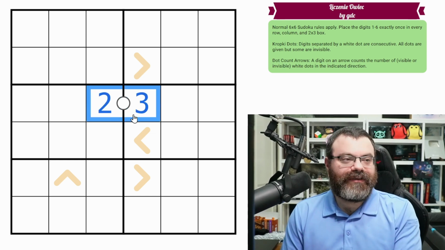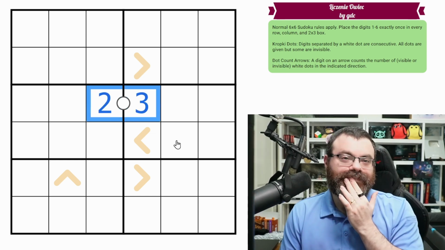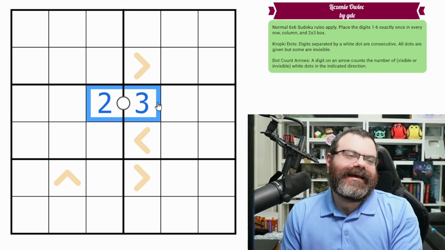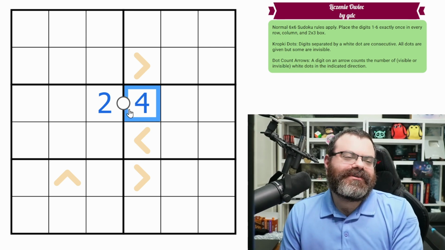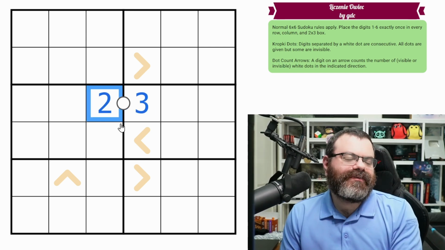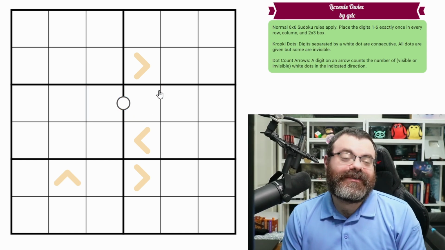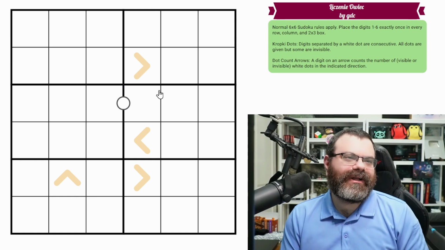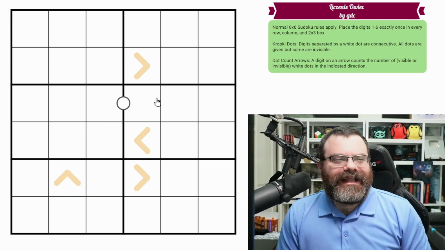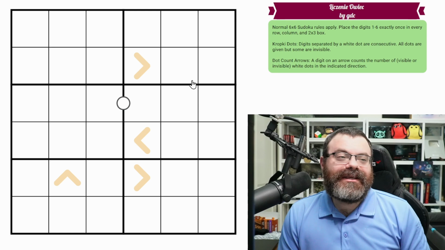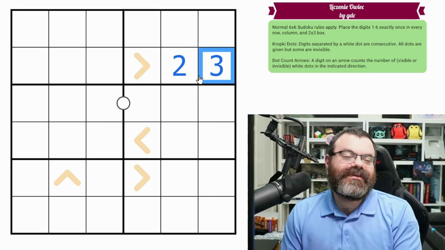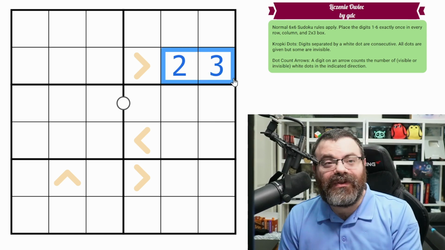So if this was say 2, 3, then that's consecutive. So that would be fine. We can't do 2, 4. That's not consecutive. We could do 3, 2 or 2, 3. The order doesn't matter. All dots are given, but some of them are invisible. That really means they're not all given, but any two, like if this was say 2, 3, then there's an invisible white dot between them.